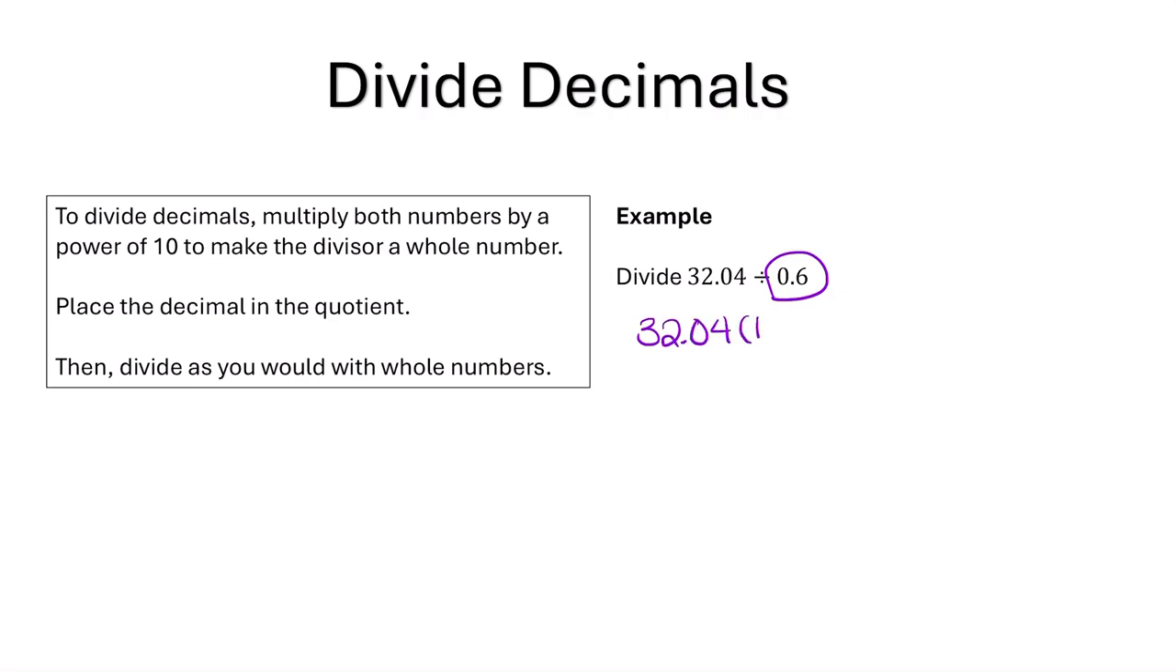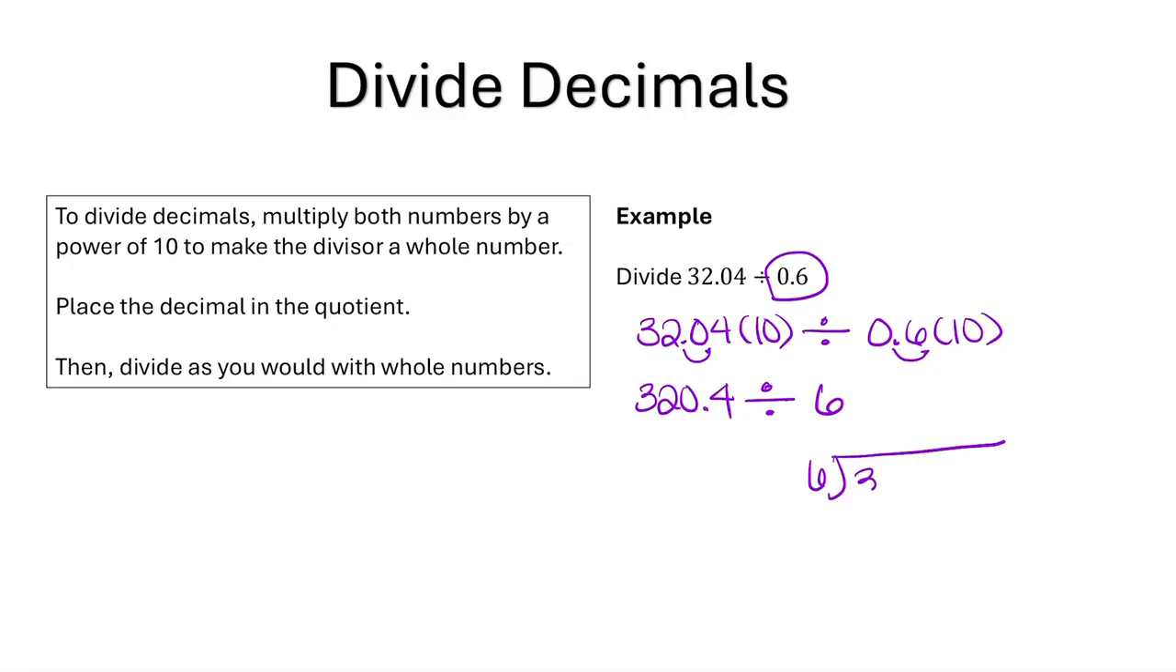Okay, and I'm allowed to do that as long as I multiply both numbers by the same value. When I do that, I'm able to move my decimal to the right one place, and that's going to help me turn my divisor into a whole number. So this is actually 320.4 divided by, now it's going to be 6. So I'm going to set up my division now. So I have 320.4 divided by 6. And what I can do is I can just divide.